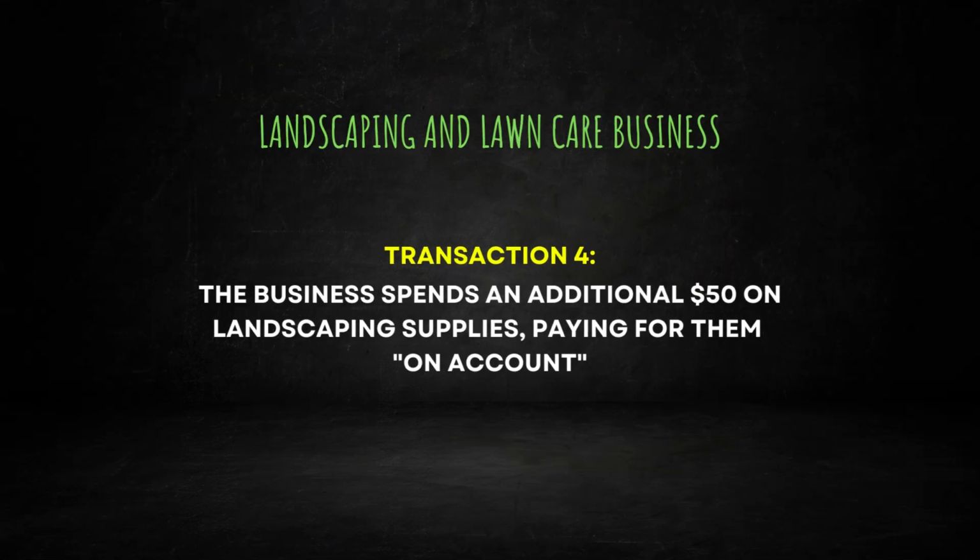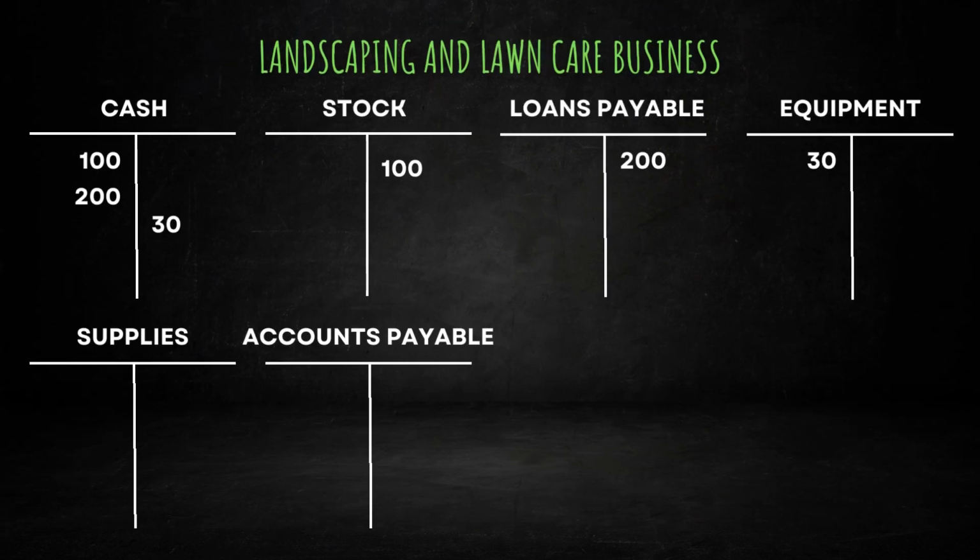Transaction 4. The business spends an additional $50 on landscaping supplies, paying for them on account. This means that the payment will be made at a later date. This transaction affects the cash, supplies, and accounts payable accounts. To accurately record this transaction, a new T account is created for the accounts payable account, while T accounts for cash and supplies are utilized as well.